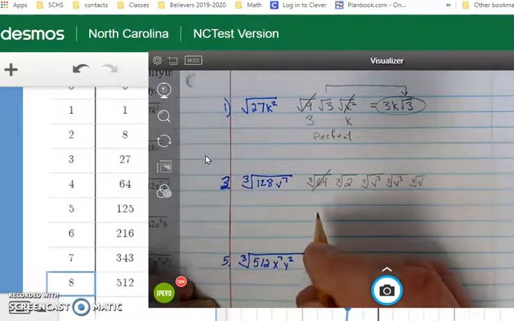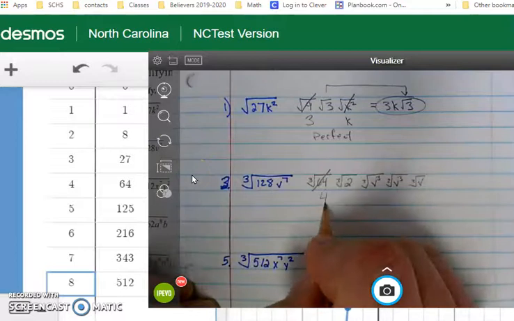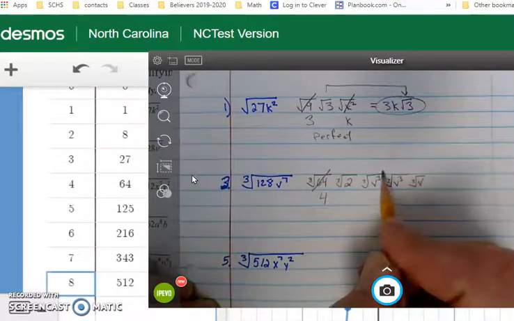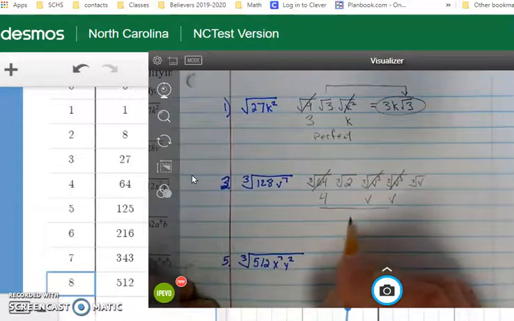The cube root of 64. As you can see over here, the cube root of 64 is 4. So that's a 4. This one is not perfect. This one is perfect. The cube root of v cubed is a v. And this one is also perfect. So these are my perfect numbers.